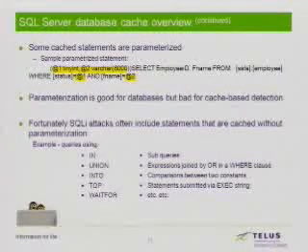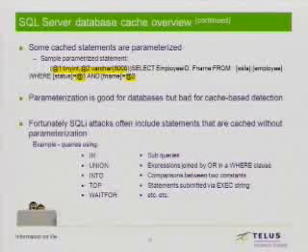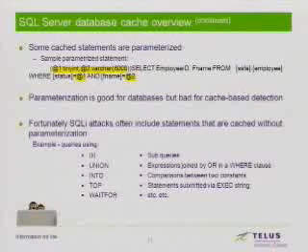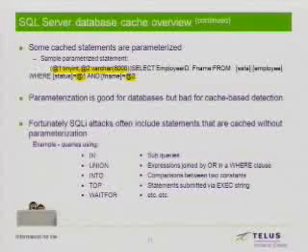All right? So parameterization is good for databases because it helps control the size of the plan cache. It helps reuse of the plans that are actually created. But it's bad for cache-based attack detection. Does anyone here know why it would be bad for cache-based attack detection? A lot of poker faces here. Anyone? Okay.